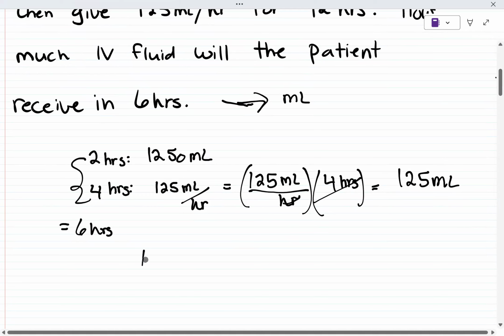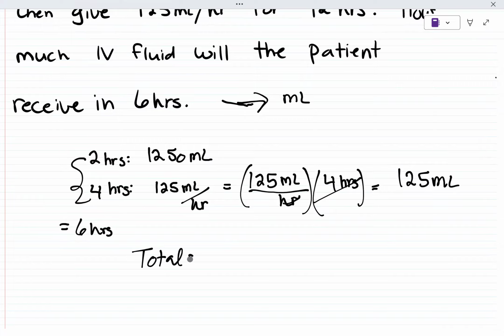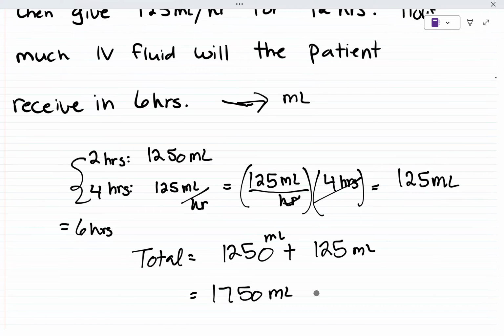So our total amount of fluids. In the 2 hours, it was 1250. And then in 4 hours, it was 125 milliliters. They're all in milliliters, so our total is just add them up. You get 1750 milliliters in a total of 6 hours.